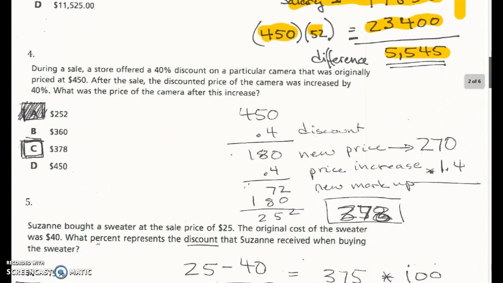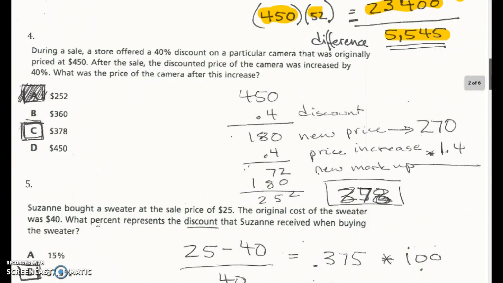Moving right along to question number 4. This one's a little tricky. You have to do it in steps, as I mentioned in my other video. I have a store that's offering a 40% discount on a camera that was $450. I take 0.4 times 450, and I get 180 as the discount. I subtract 180, and I get my new price of 270.